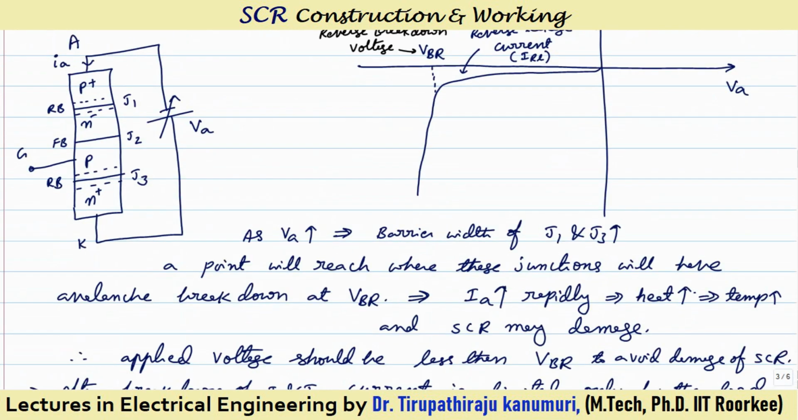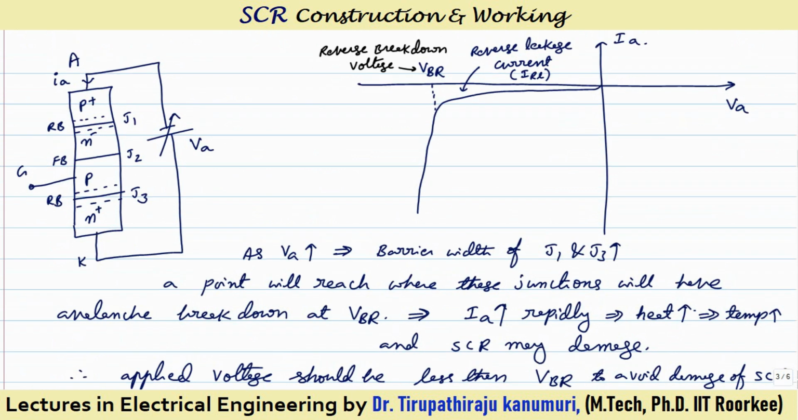Now under this reverse bias condition, let us assume I am increasing the voltage. As we increase the voltage, the reverse biasing is increased. It is similar to the diode only. So the barrier width of junctions J1 and J3 will go on increasing. As the barrier width increases, the resistance increases, so voltage will drop across them only. That means the voltage will drop across junctions J1 and J3.